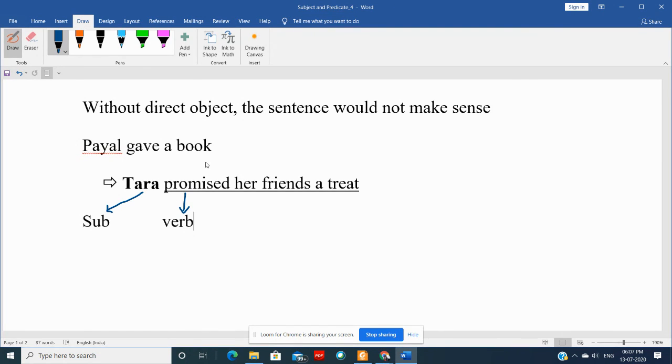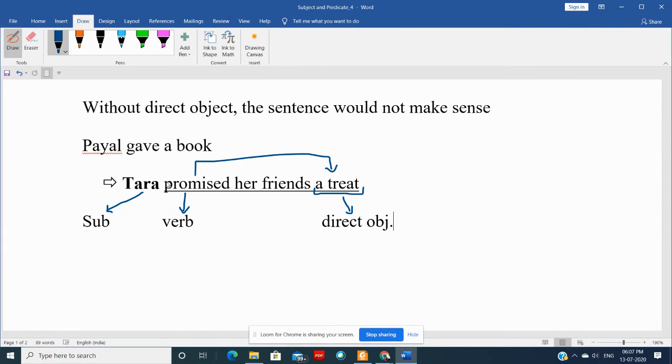Okay, अभी हम क्या करेंगे? Question पूछेंगे promised को. Tara promised what? Tara promised a treat. So Tara promised a treat. तो ये जो पूरा है a treat, that becomes your direct object. ये आपका बन गया direct object. Okay, so this is your direct object.